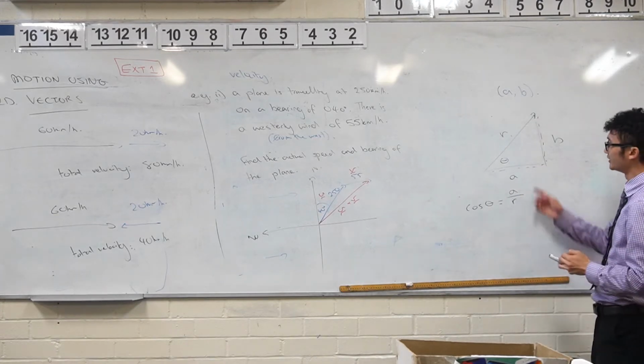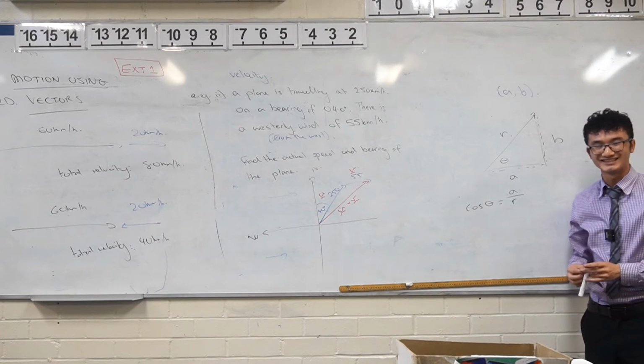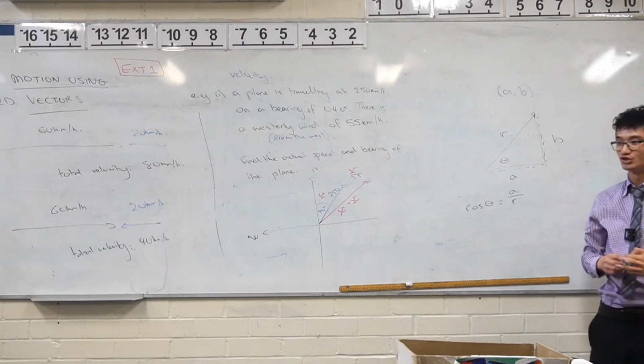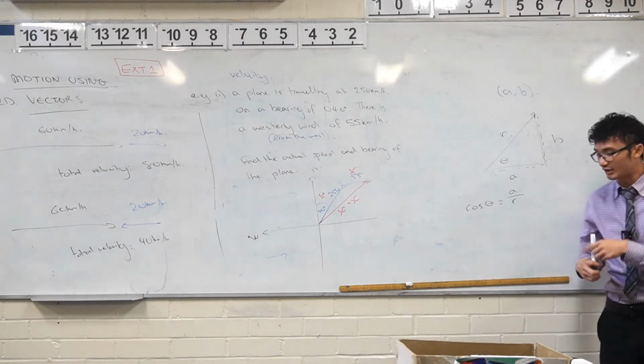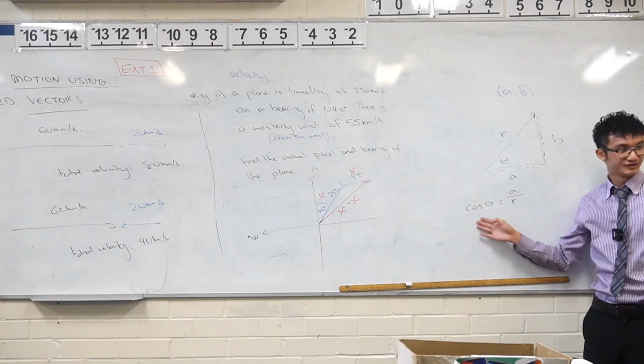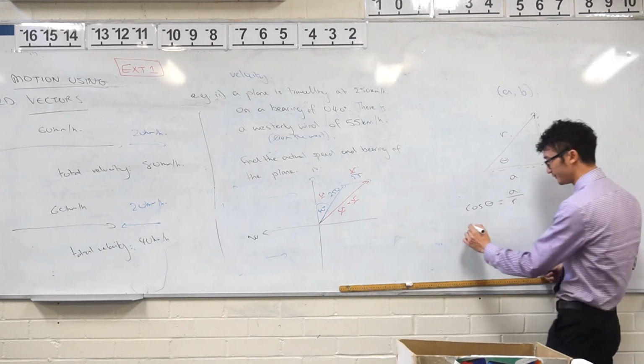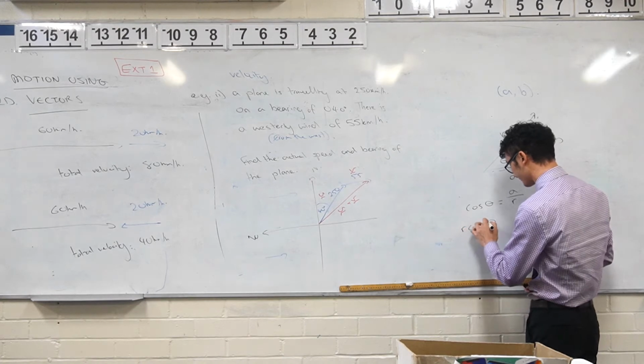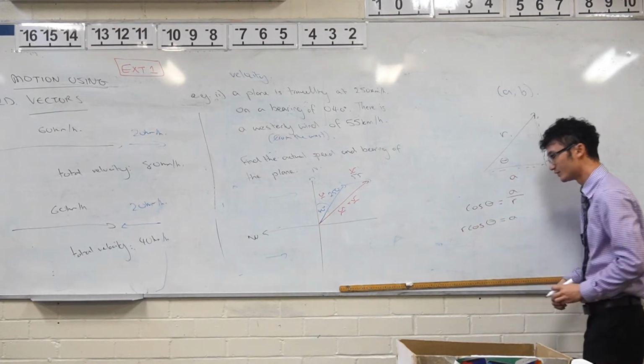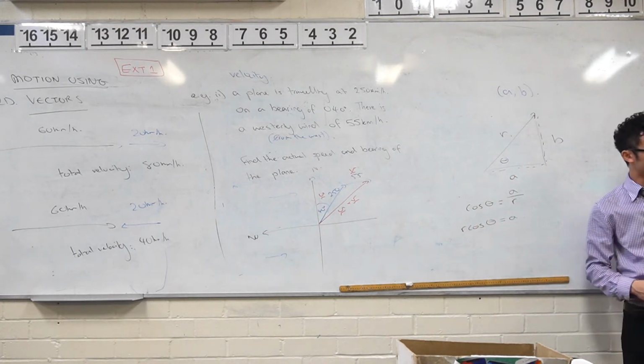So here's the idea, right? Instead of A and B, I want to represent this in terms of its magnitude and direction, right? So what I can do is I can say, well, if I want A in terms of these things, I'll just multiply both sides by R, right? Okay? So A is the same as R cos theta. Are we okay with that?